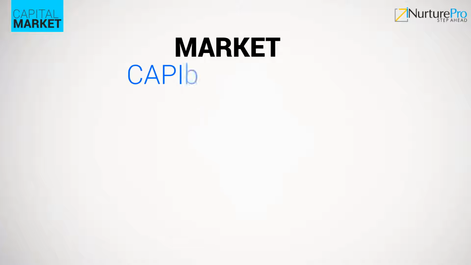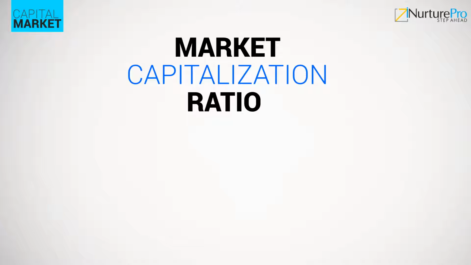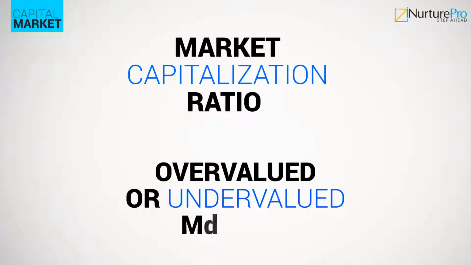Market capitalization ratio is an important indicator to know if the whole market is overvalued or undervalued. The ratio itself is defined and calculated as market capitalization of stocks with respect to GDP. The outcome of computation is the proportion of GDP that denotes stock market value.